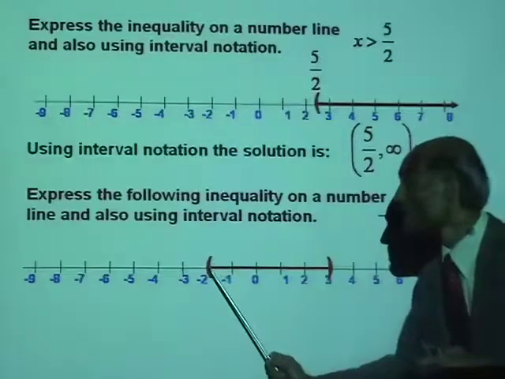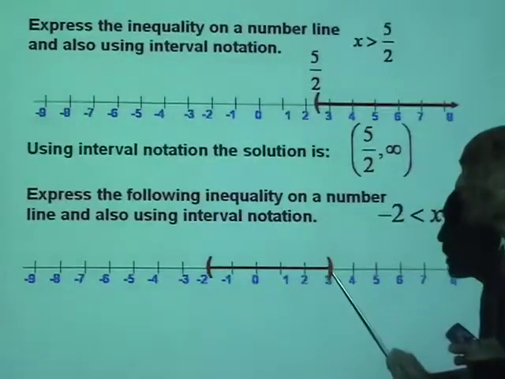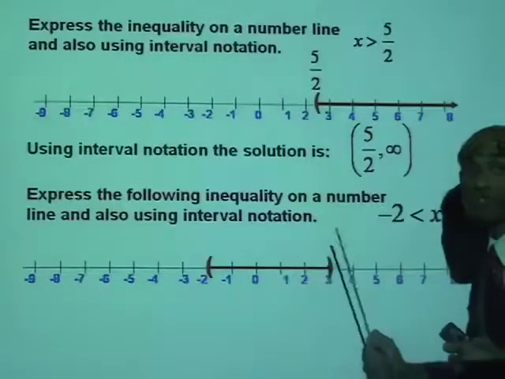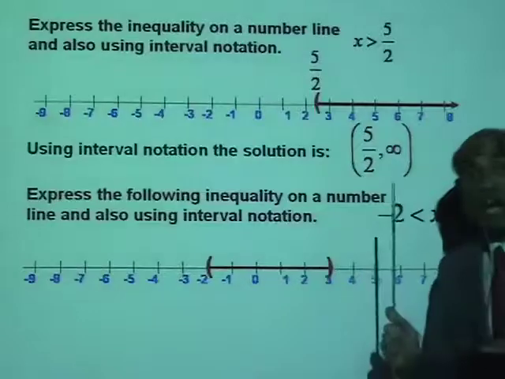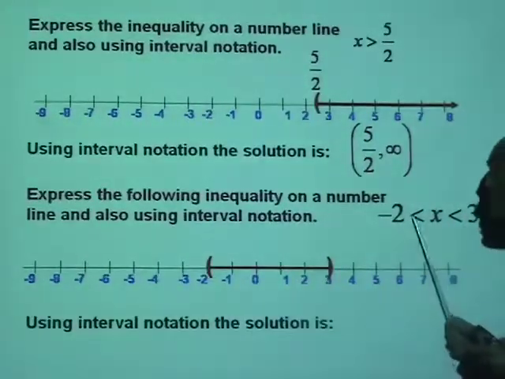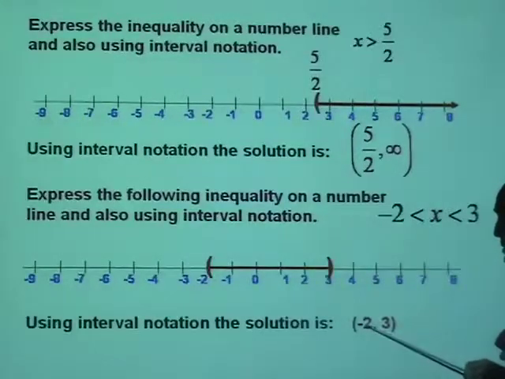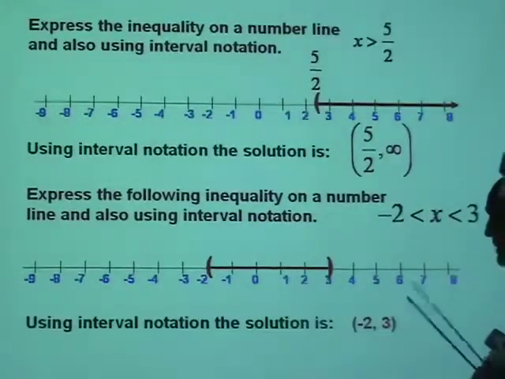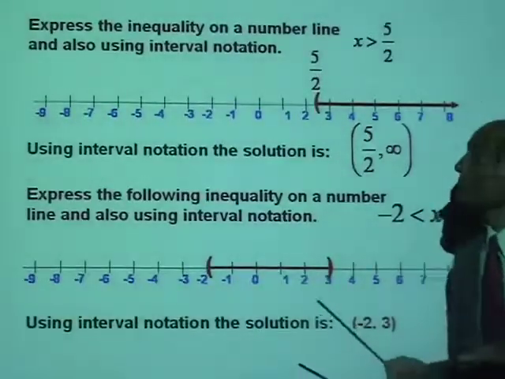Alright? Anything between -2 on the left and 3 on the right are solutions, but -2 and 3 are not part of the solution. And on the interval notation, it will be parenthesis, -2, comma, 3, parenthesis. Okay. Another one.